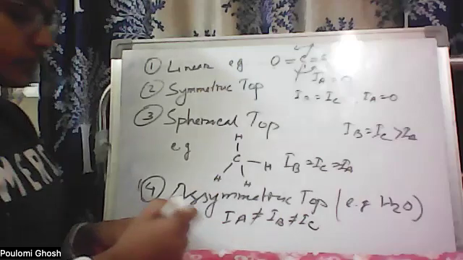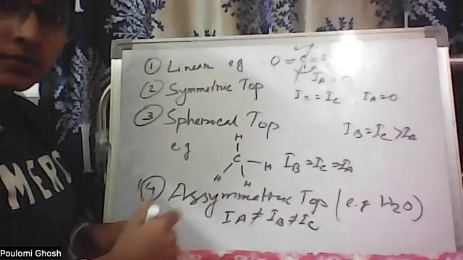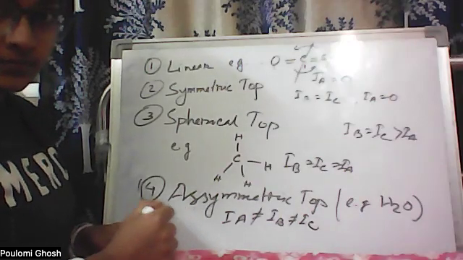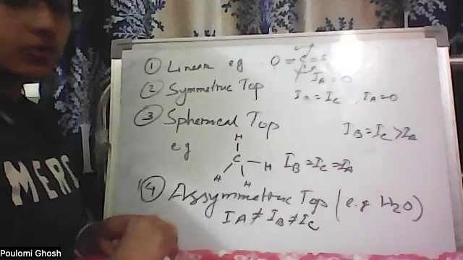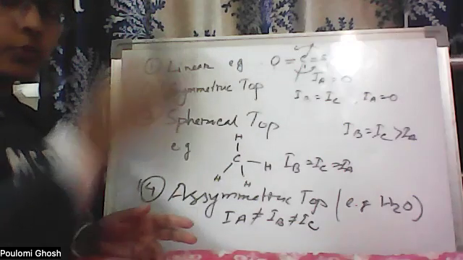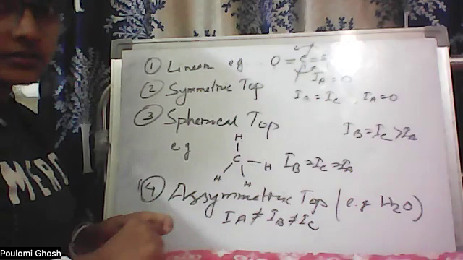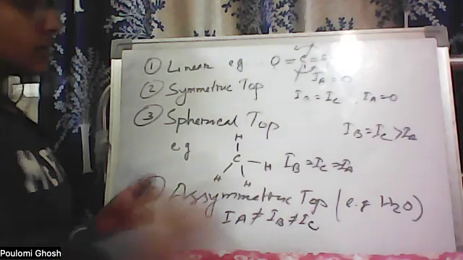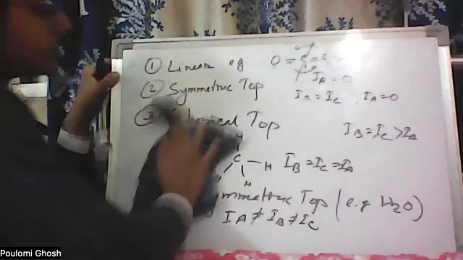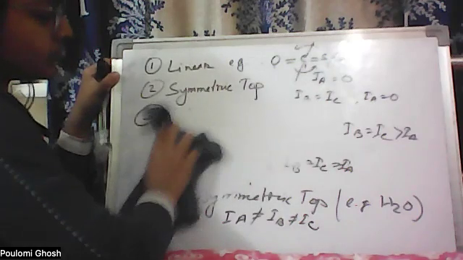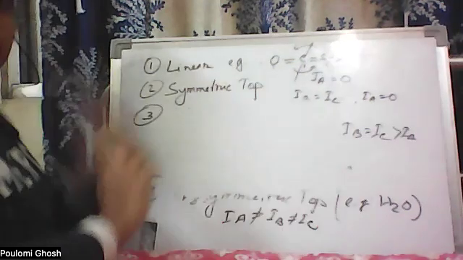Yes, good. Symmetric top molecules are of two types, prolate and oblate. What is the difference between prolate and oblate? Sir, in case of prolate, the moment of inertia through the principal axis will be greater than the other two, and for oblate, the moment of inertia through the axis will be less than IB or IC.